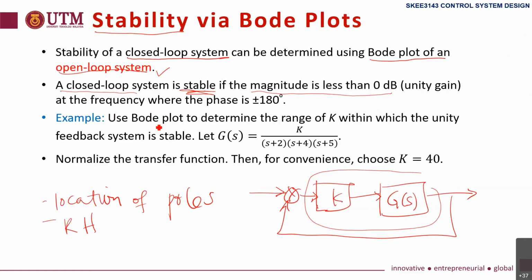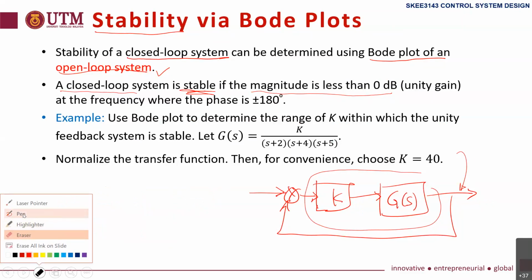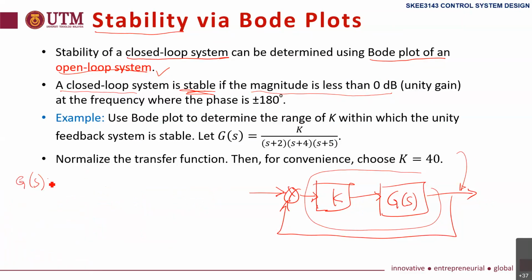Use the Bode plot to determine the range of K within which the unity feedback system is stable. This is the unity feedback. For example, given G(s) equals K over (s plus 2)(s plus 4)(s plus 5). Okay, from here we know we have 3 poles, no zero.